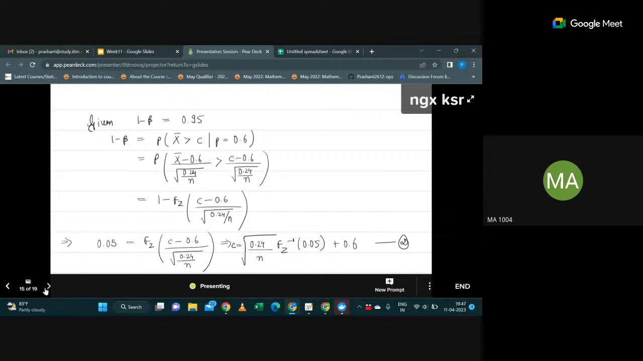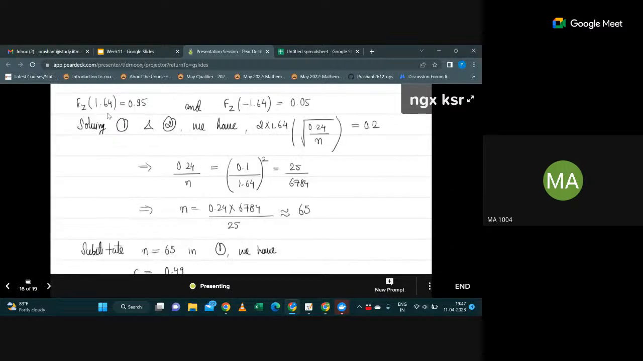Now, these two values are given to us, right? F_Z of 1.64 is equal to 0.95 and F_Z of minus 1.64 is 0.05. Now we can equate both equations, correct? So I will get something like 2 into 1.64 times square root of 0.24 divided by n equals 0.2. So if you solve, I will get n is approximately 65. Now if you put 65 in equation 1, I will get the critical value c as 0.5. Okay, this is clear. To find n equal to 65, I have to do it like this.